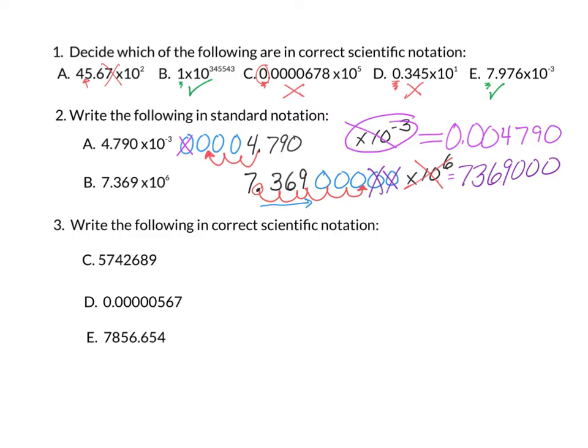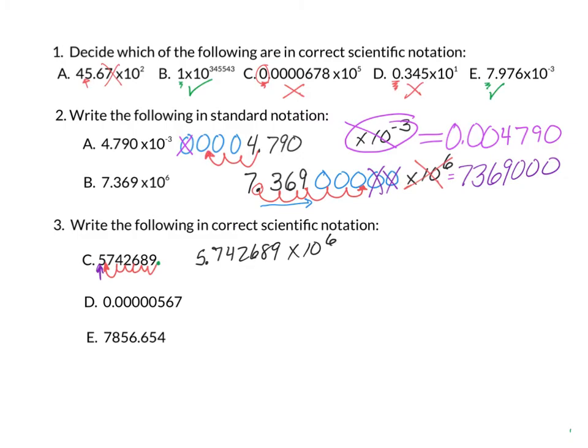For part 3, you are asked to write the answers in correct scientific notation. Pause the video while you work on letter C. To write it in correct scientific notation, we'll find out where the decimal currently is. Then we're going to place it so that there is one number in front of the decimal place. We're going to go back 1, 2, 3, 4, 5, 6 places. So our answer will be 5.742689 times 10 to the power of 6.